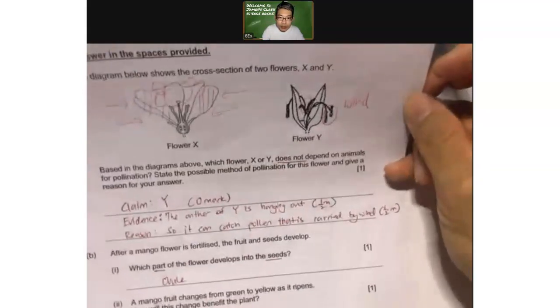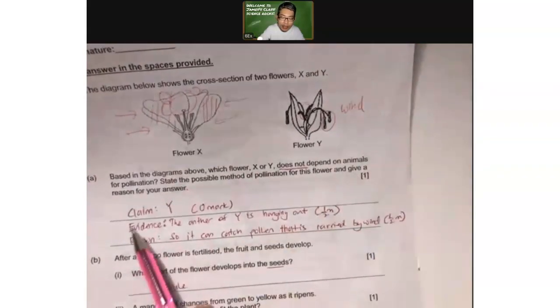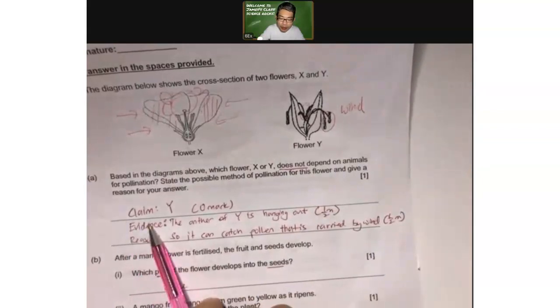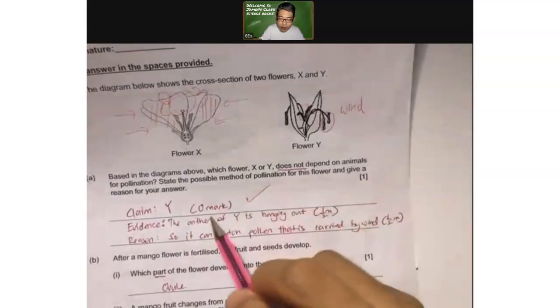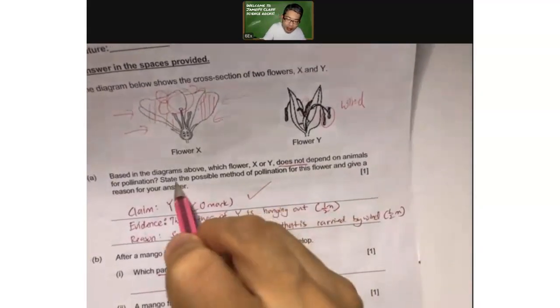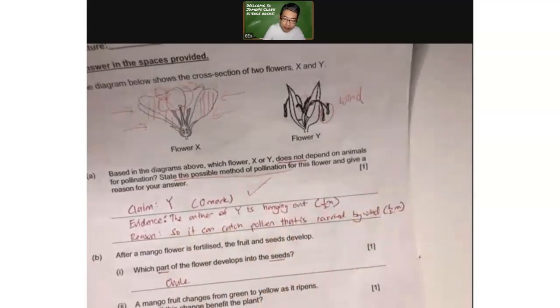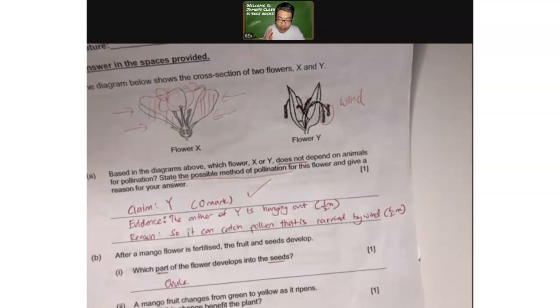So based on the diagram, which flower does not depend on animals? So the first thing is your claim. The claim must be correct. If you choose X, it will be wrong straight away. If you choose Y, correct, but no marks. Okay. Now the first thing is now you must state the possible method of pollination for this flower and give this. So there are a few questions here, right?